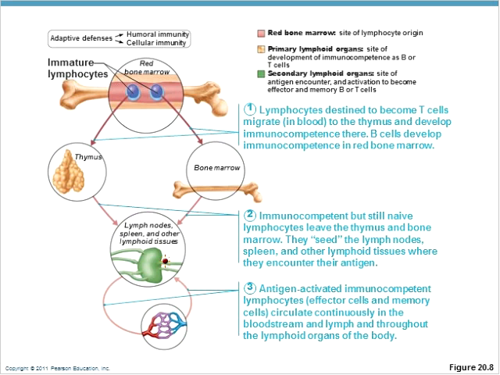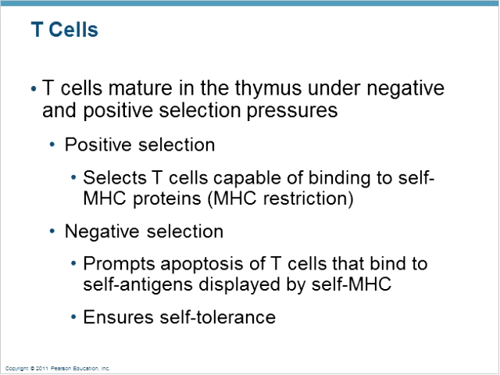Immunocompetent but still naive lymphocytes, that is, unactivated lymphocytes, leave the thymus and bone marrow, and they seed the lymph nodes, the spleen, and other lymphoid tissues where they encounter their antigens. Antigen-activated immunocompetent lymphocytes, those are activated lymphocytes, effector cells and memory cells, circulate continuously in the bloodstream and the lymph and throughout the lymphoid organs of the body. And we'll talk a lot about how that's going to happen in just a bit.